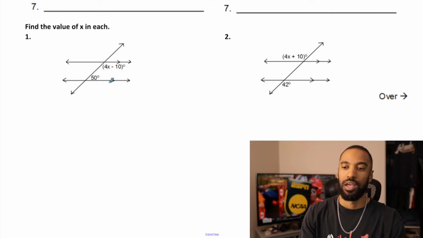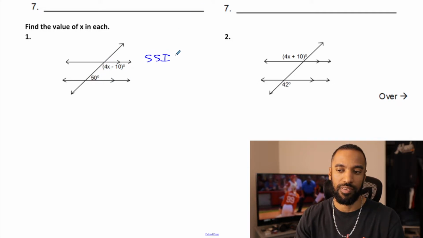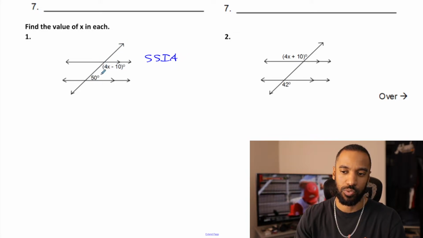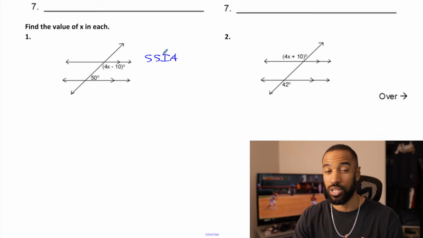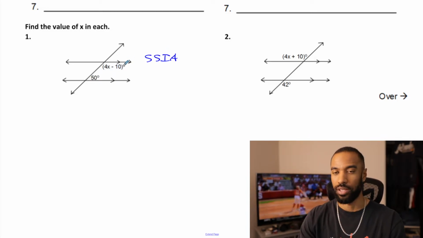It's 50. But when lines are parallel, these are called same-side interior angles, by the way. I'm going to abbreviate it SSIA. These are on the same side of the transversal right here. They're on this right side of it. And they are in the interior of the two parallel lines. They're in between. Same-side interior angles, much like same-side exterior angles, are supplementary to each other when lines are parallel.